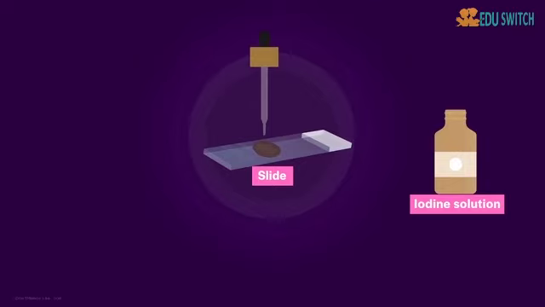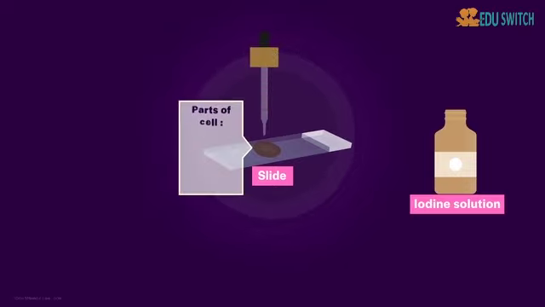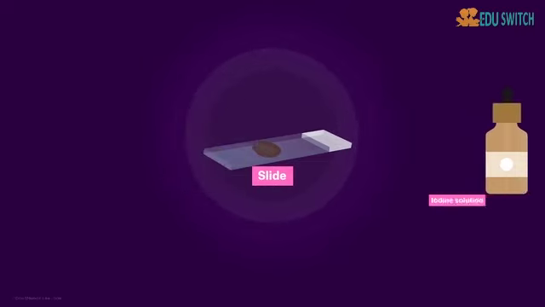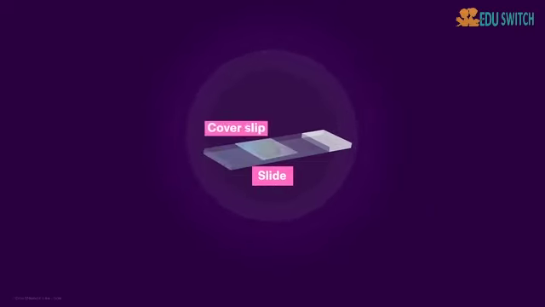Hold on, do you know why iodine solution is added to this specimen? We do this so that we can clearly see all the parts of the cell. Else it's difficult to study them as they are transparent. It would even be difficult to differentiate between the various parts. Now we place a cover slip in this manner and make sure that no air bubbles are formed on the slide. With this, our slide is ready.